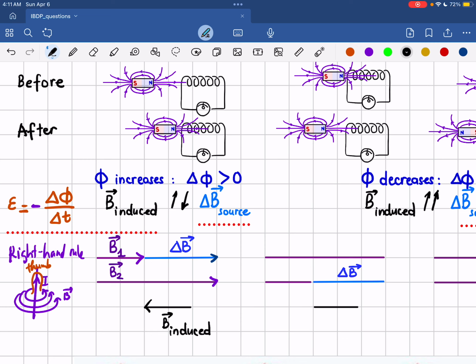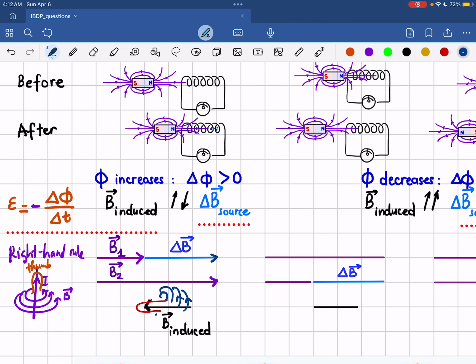So now if this one is in the opposite direction, just use the right hand rule again. This time we can have our thumb like this. Then you will have the current wrapping around this one, right? So then this will be the current. Then it should be up like this.